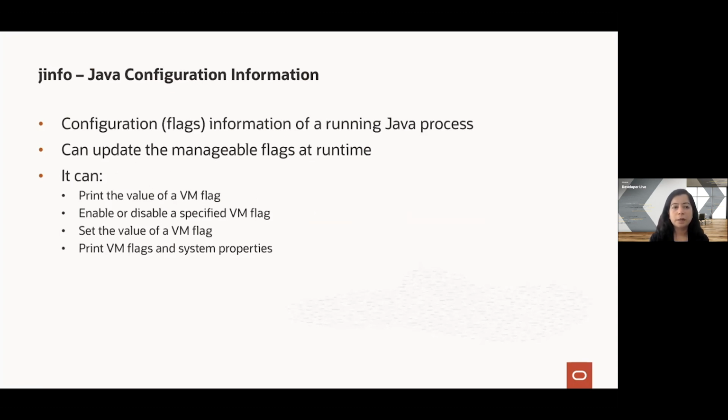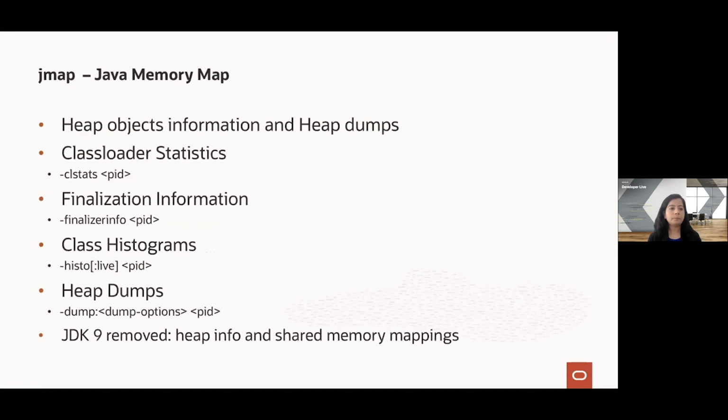jinfo, the Java configuration information or Java flags information tool. This tool can obtain flags-related information of a running Java process, and it can also update the manageable flags at runtime. So all the capabilities of this tool: it can print the value of a VM flag, it can enable or disable a specified VM flag, it can set the value of a manageable VM flag, and it can also print the values of system properties as well.